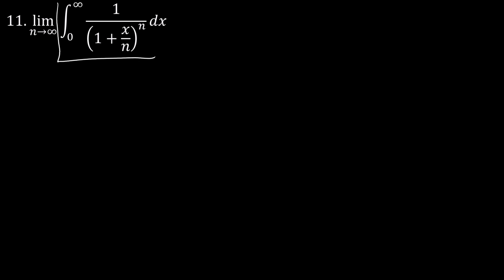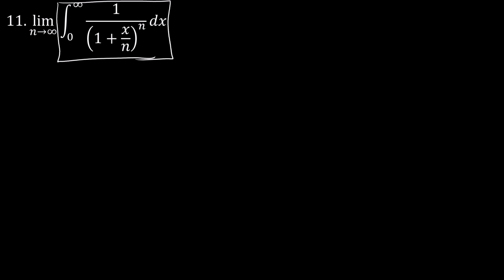On to problem number 11. The limit as n tends to infinity of the integral from x equals 0 to infinity of 1 over (1 plus x over n) to the power n. So what do we do here? Let's close our eyes for a minute and ignore the limit.